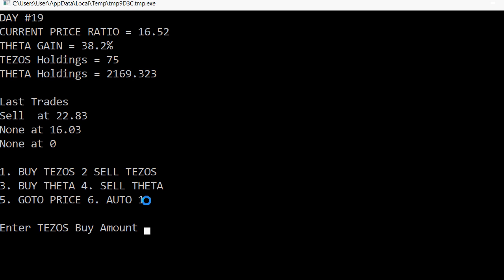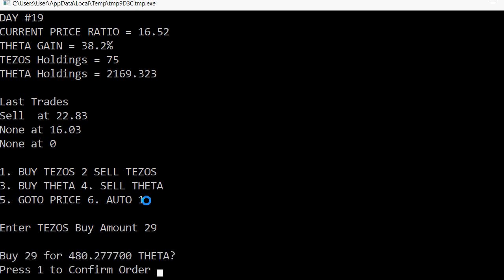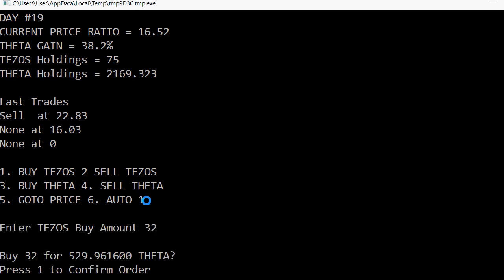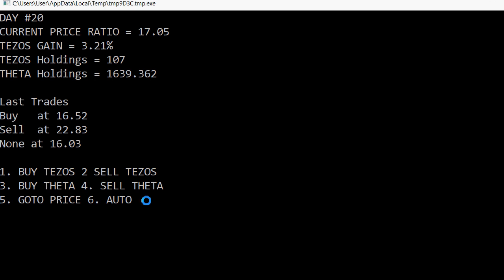And well, I had 100, so I can buy my 25 and maybe another 5 more or 4 more. So let's go 29. It would cost 480. I could buy more than that. Let's go buy 32. And now I got 7 more Tezos from before, and I got more Theta as well. Day number 22, a big gain for Theta, so let's sell maybe 25 of them.